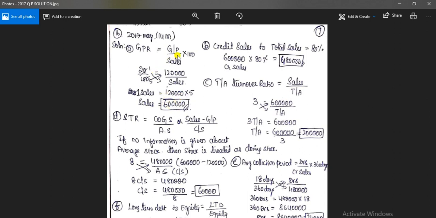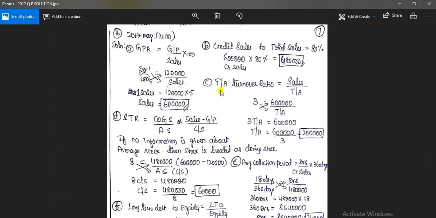The next thing we have to find out is credit sales to total sales. Credit sales to total sales is 80%. So out of total sales, what is the percentage of credit sales? That is 80%. We have already found the sales of 6 lakhs, so through 80% you can find out the credit sales. The credit sales is equal to 6 lakh into 80%, that is 4,80,000.